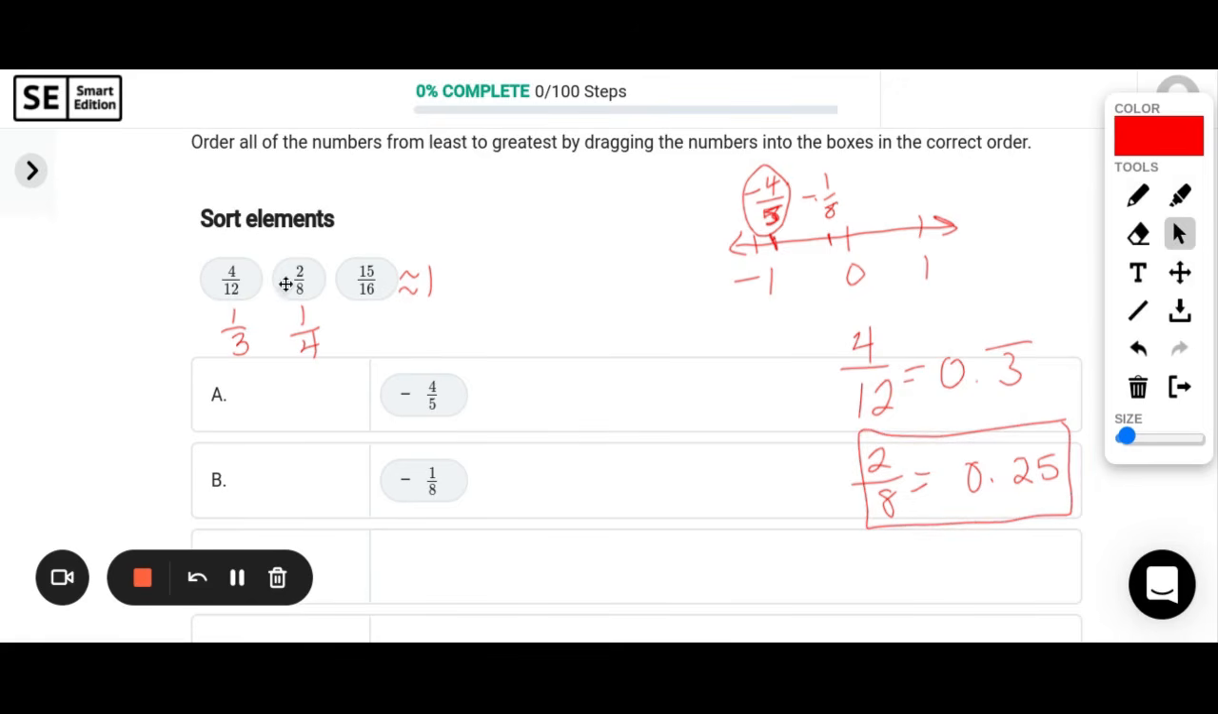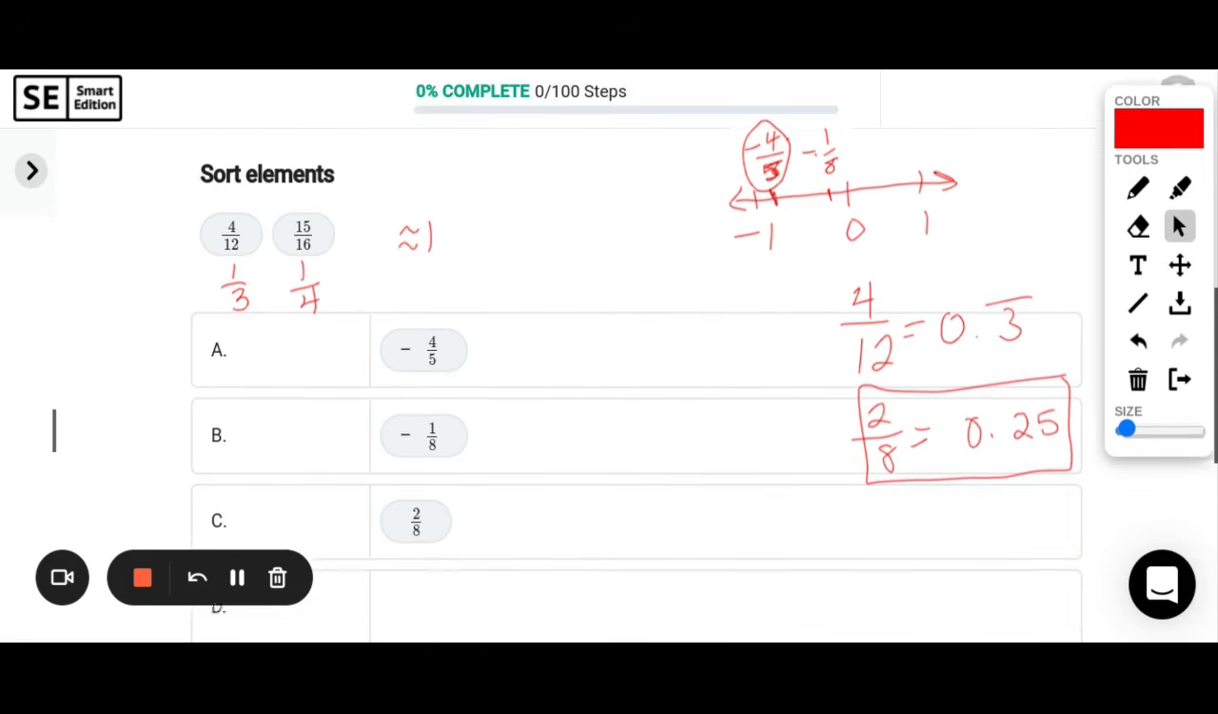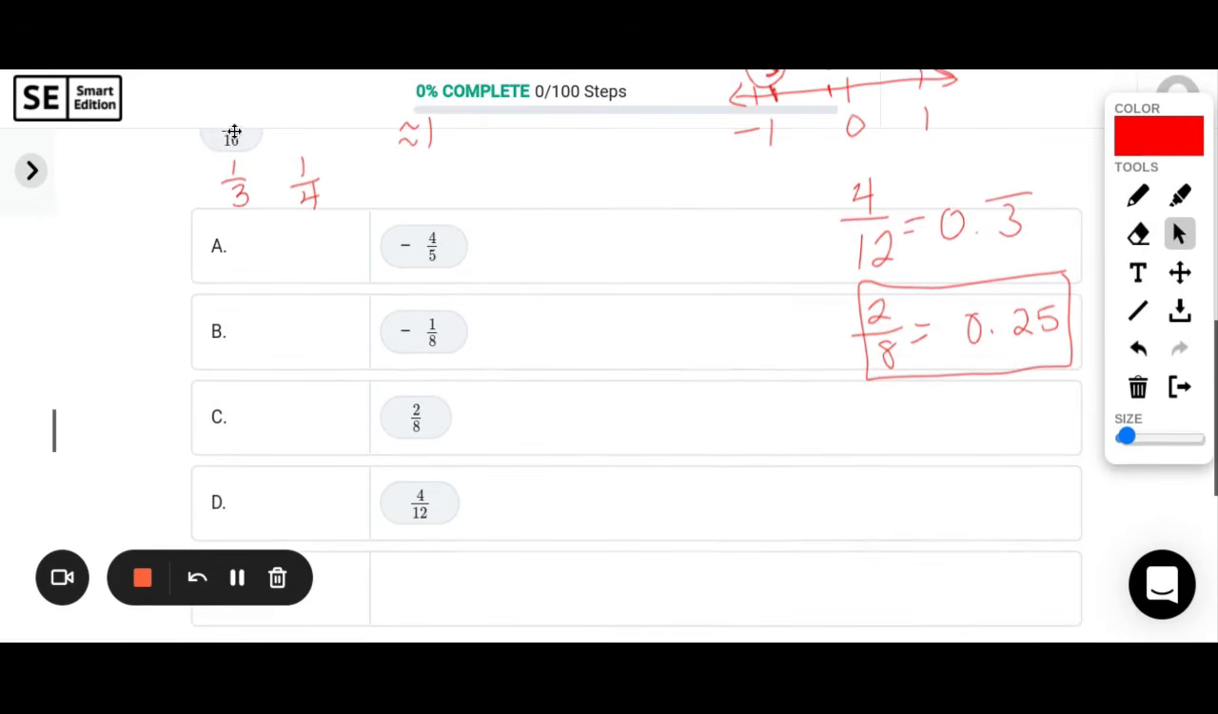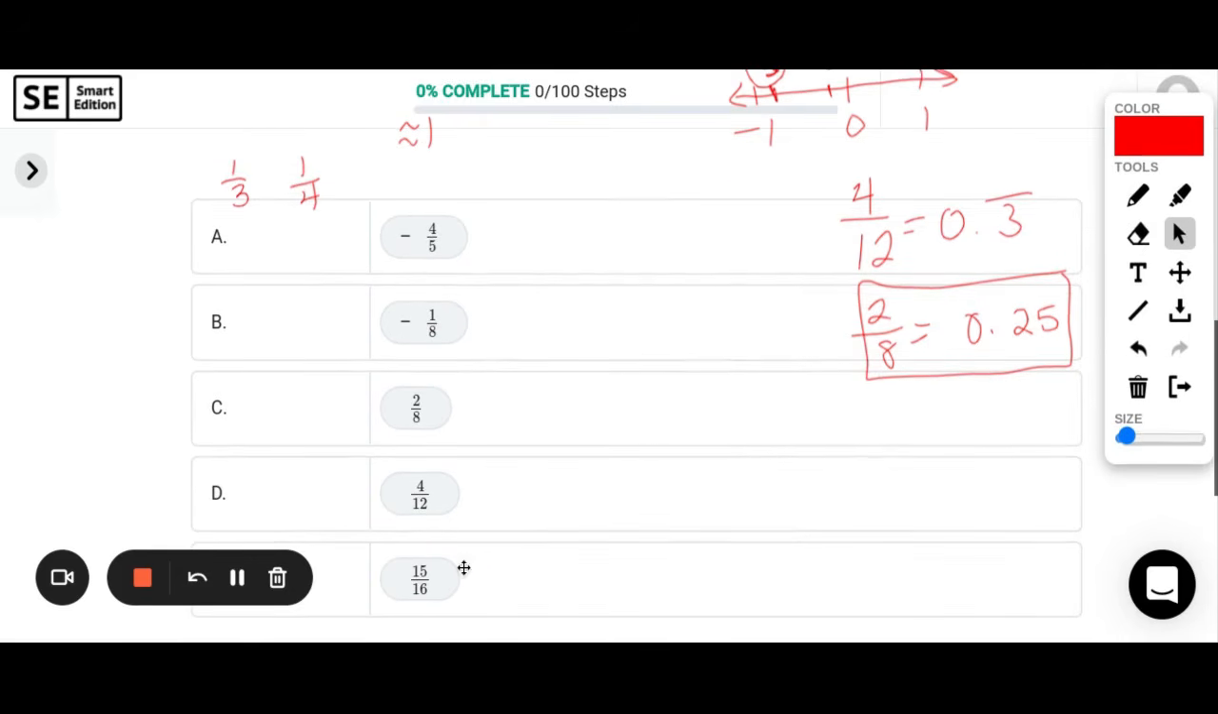So I can move that, which was 2/8, and then 4/12, and then 15/16 is my largest number. So that will be the last one. So there we go. We've got them in order from least to greatest.